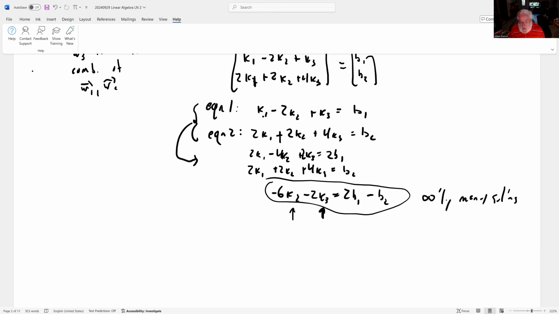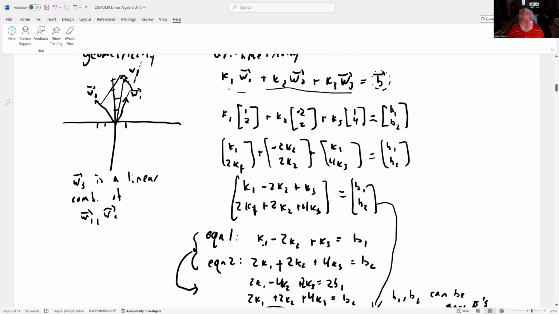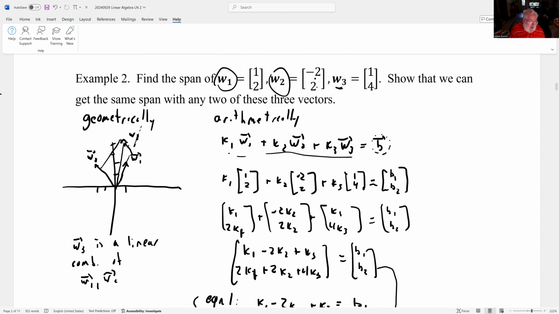What's the span? What could B1 and B2 be? Well, B1 and B2 can be anything. There's no restrictions on it because there's nothing weird going on over here. So the span is all of R2. And we already knew that from the picture.